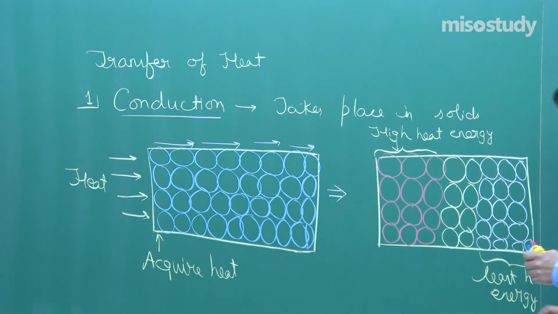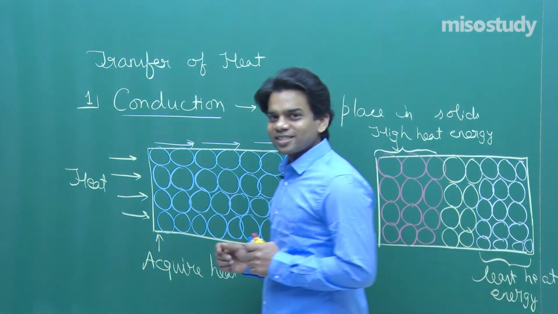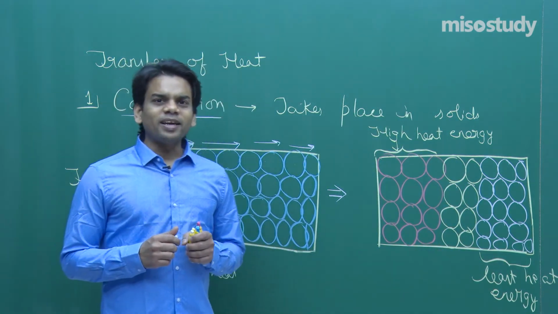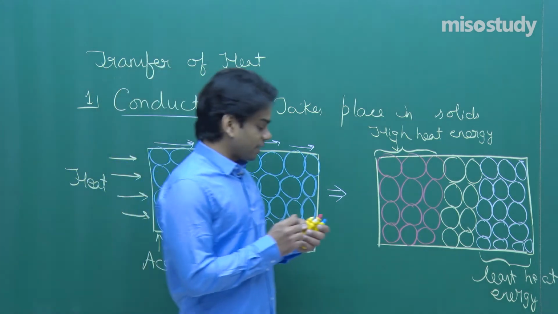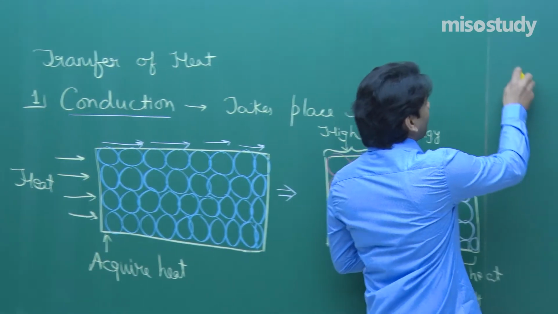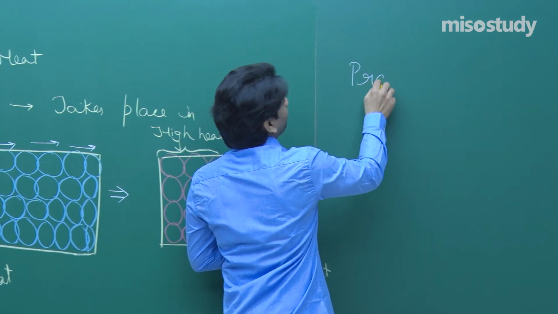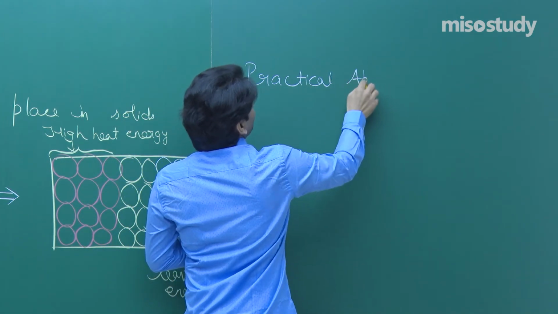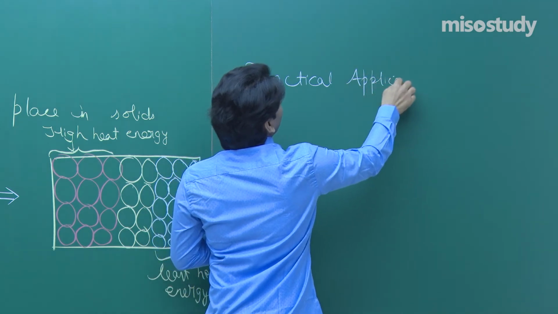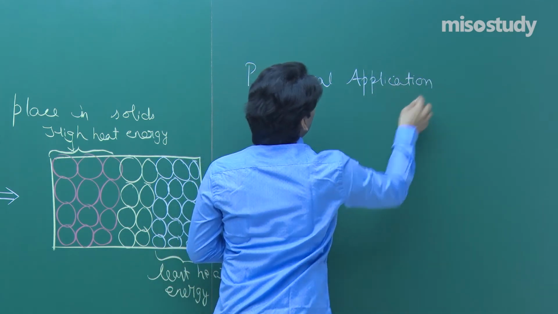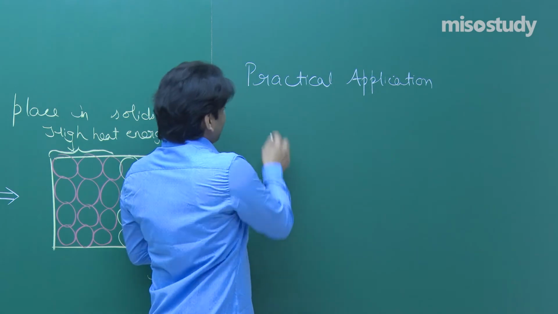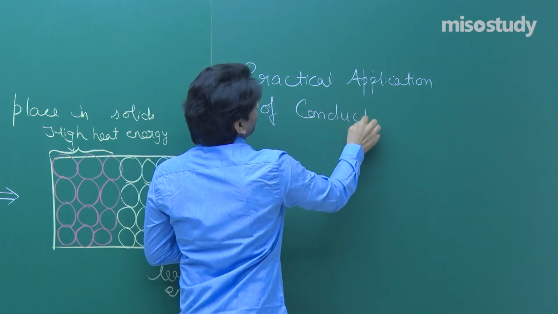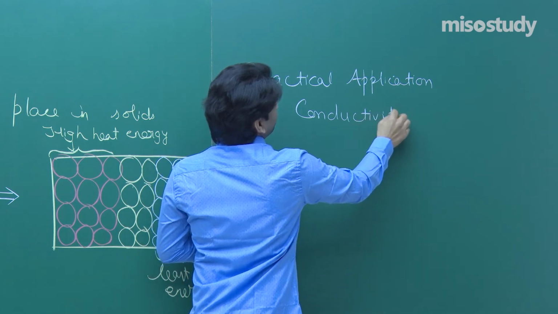I believe that you would have understood the concept of conduction, how heat conductivity takes place in solids. Now there are many practical applications of the concept of conduction. Let me talk about the practical applications of this conductivity concept that we observe in our day-to-day life, like the kitchen utensil I told you about just now.